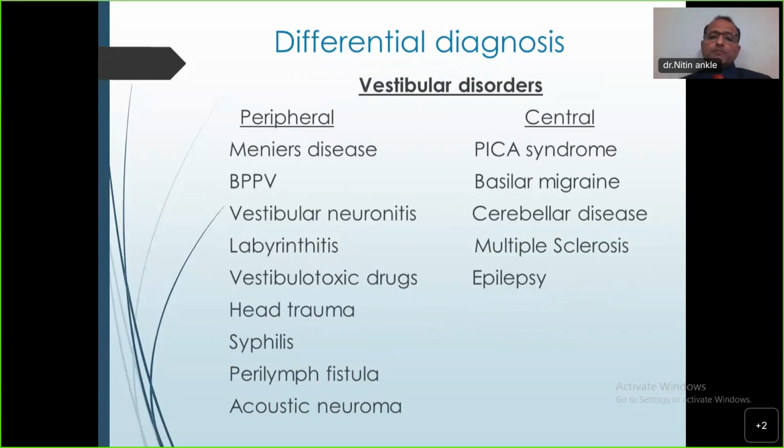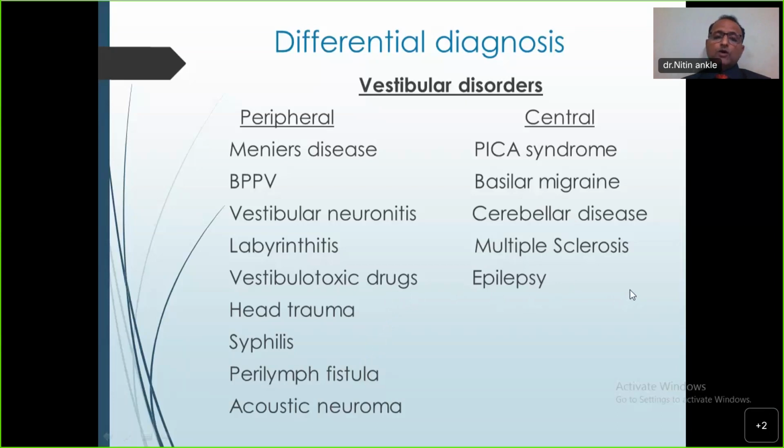The vestibular disorders, peripheral and central, can be broadly classified. The peripheral ones include Meniere disease, which is very common compared to other diseases, then benign paroxysmal positional vertigo, vestibular neuritis, labyrinthitis, vestibular toxic drugs, head trauma, syphilis, acoustic neuroma, perilymph fistula. In central, we have the posterior inferior cerebellar artery syndrome, then basilar migraine, then cerebral diseases, multiple sclerosis, and epilepsy. So these are the various differential diagnoses.